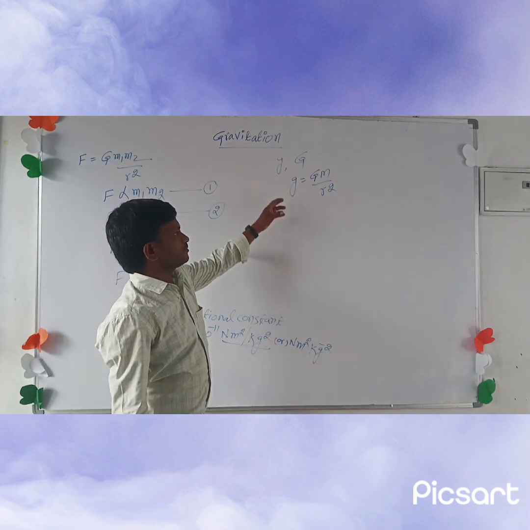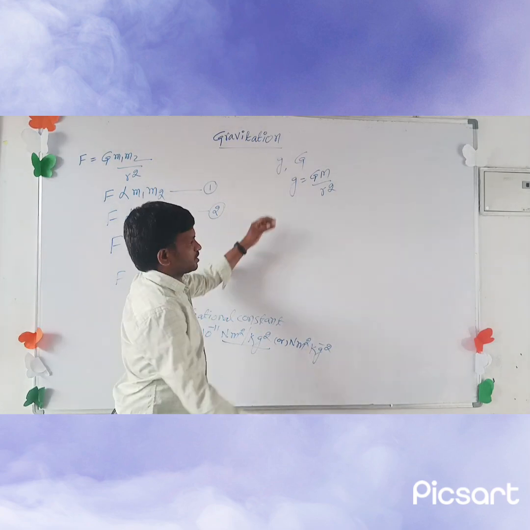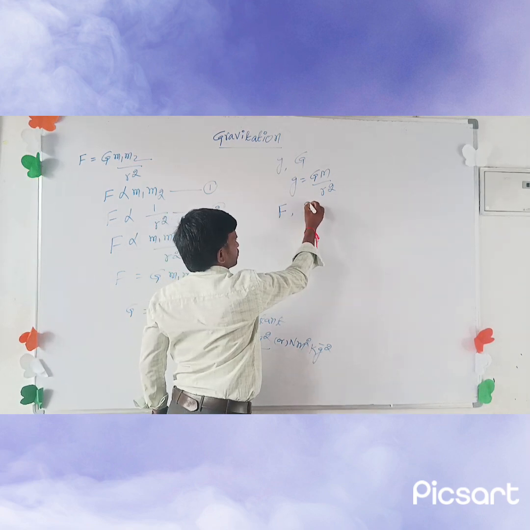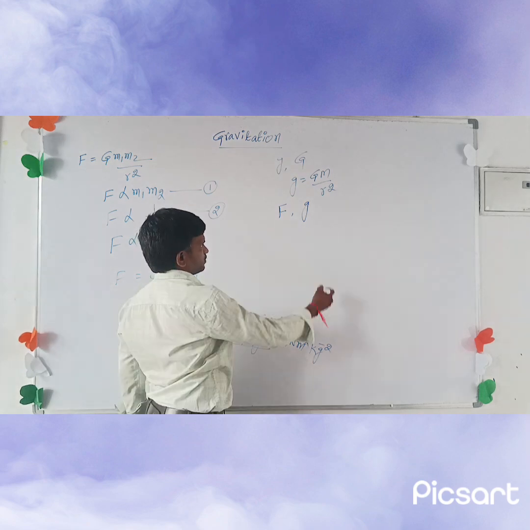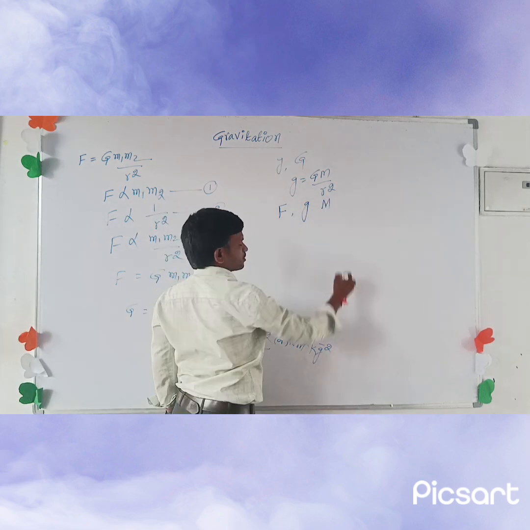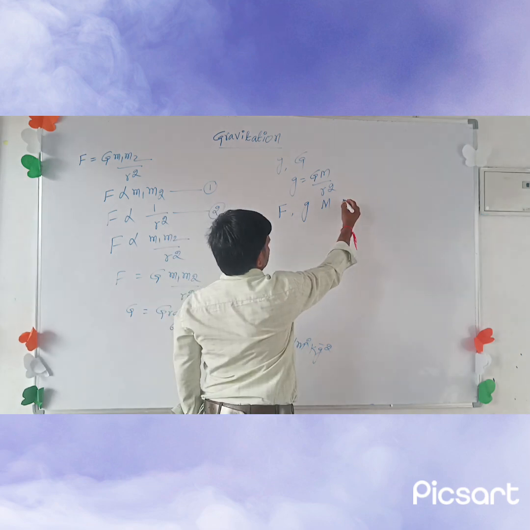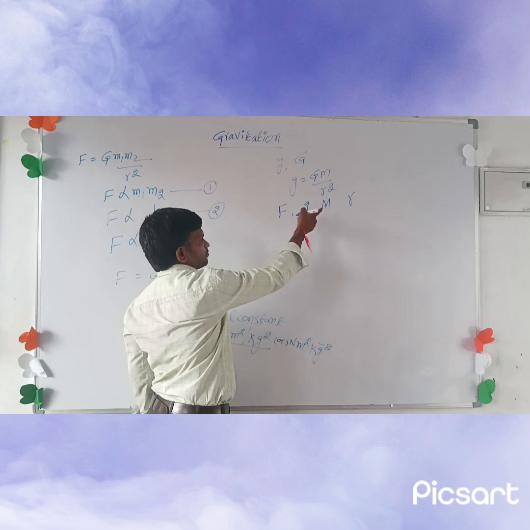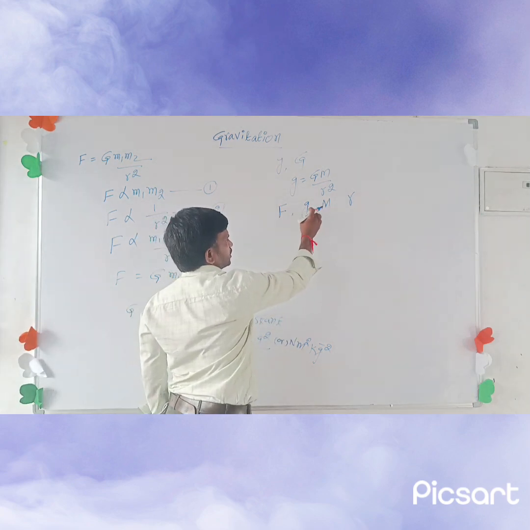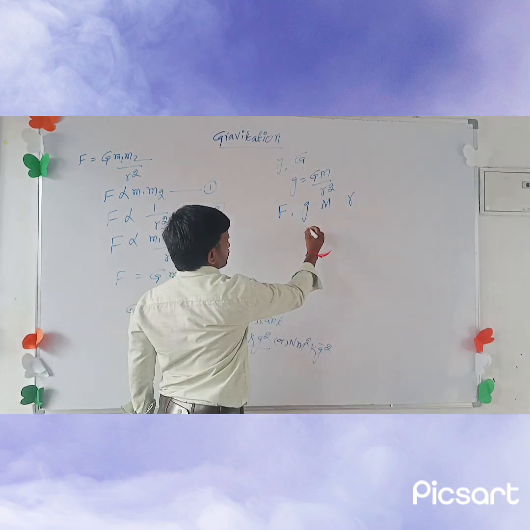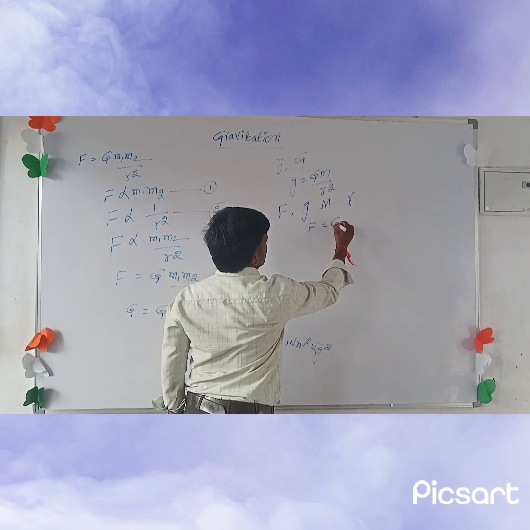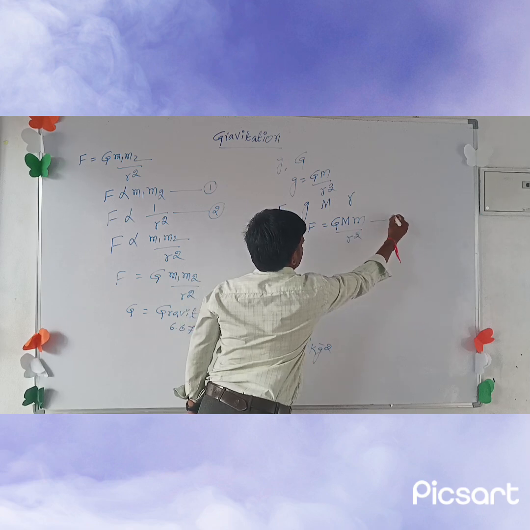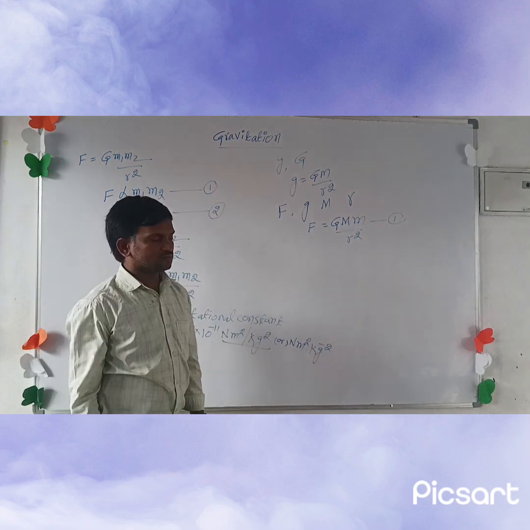Listen. Let us consider force F, acceleration due to gravity small g, mass of the earth capital M, radius of the earth small r. The relationship between F, G, M, R: F equals G into M m by R square. This is equation number 1.